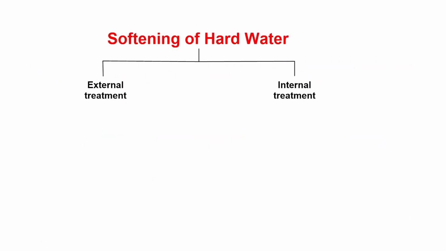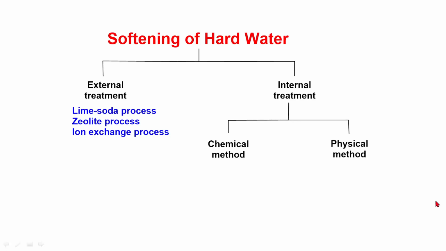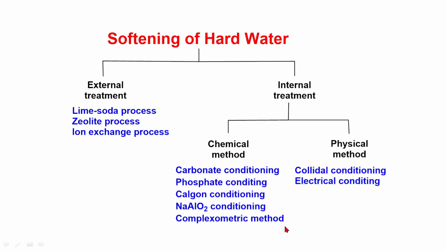For softening of hard water, there are external treatments and internal treatments. External treatments are lime soda process, zeolite process, and ion exchange process. Internal treatments that take place inside the boiler include chemical methods and physical methods. Chemical methods are carbonate conditioning, phosphate conditioning, calgon conditioning, sodium aluminate conditioning, and complexometric method. Physical methods are colloidal conditioning and electrical conditioning.